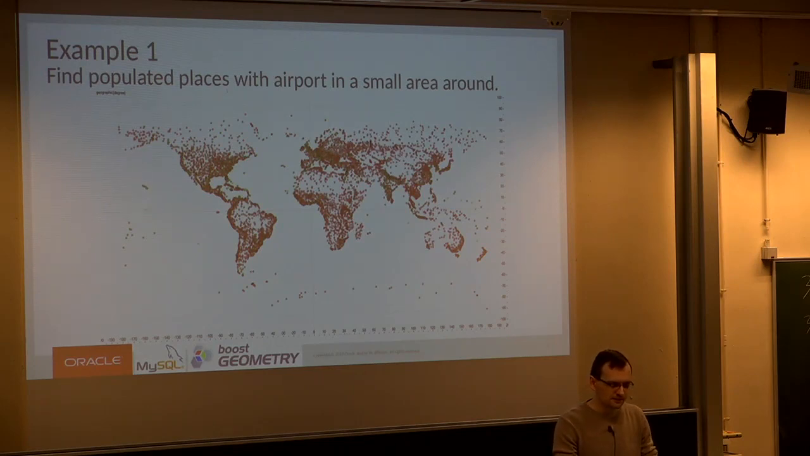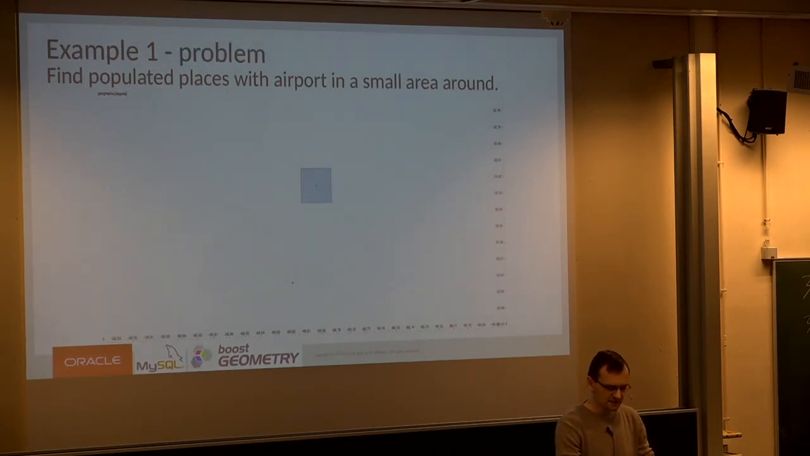So this is the data from this website. One is populated places, which are defined like a point representing a place where at least 1,000 people live or something like that. And the green dots are airports. So I'm searching whether or not some airports are near the populated places like that. And by small area, I mean a box.